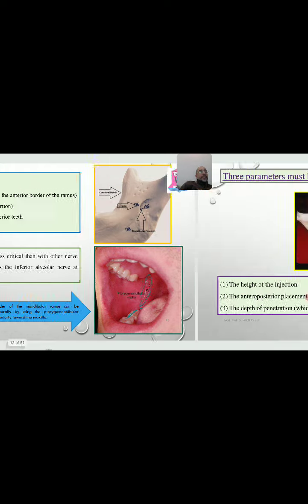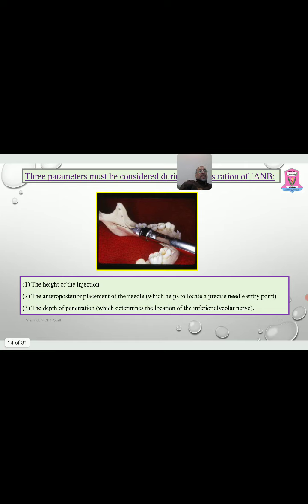Three parameters must be considered during administration of inferior alveolar nerve block: the height of injection; the anterior-posterior placement of the needle, which helps locate a precise needle entry point; and the depth of penetration, which determines the location of the inferior alveolar nerve.